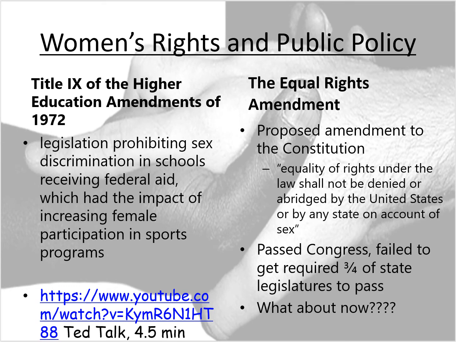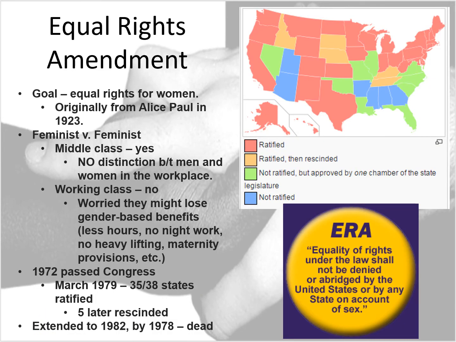Both houses did pass it with what vote is required? Do you guys know? 2/3. But it did fail to get the required 3/4 of state legislatures to pass it. It was 3 votes shy. So it was originally proposed by Alice Paul in 1923. And this map shows you states that have ratified it, have not ratified it, etc. Virginia should be a different color now. They should be pink, which is kind of interesting.